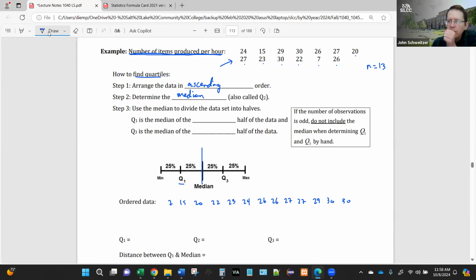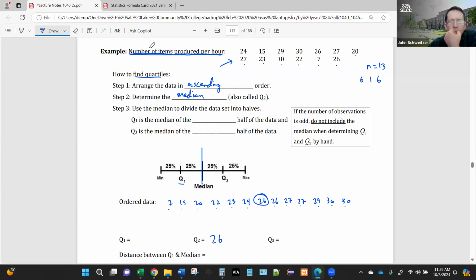So when you have 13 numbers, that means you have 6 on the left, 6 on the right, and 1 in the middle. So I'm going to go 1, 2, 3, 4, 5, 6 in from the left, and then I'm going to go 1, 2, 3, 4, 5, 6 in from the right. And then that means there's a number in the middle. This is the median, also called Q2, the second quartile.